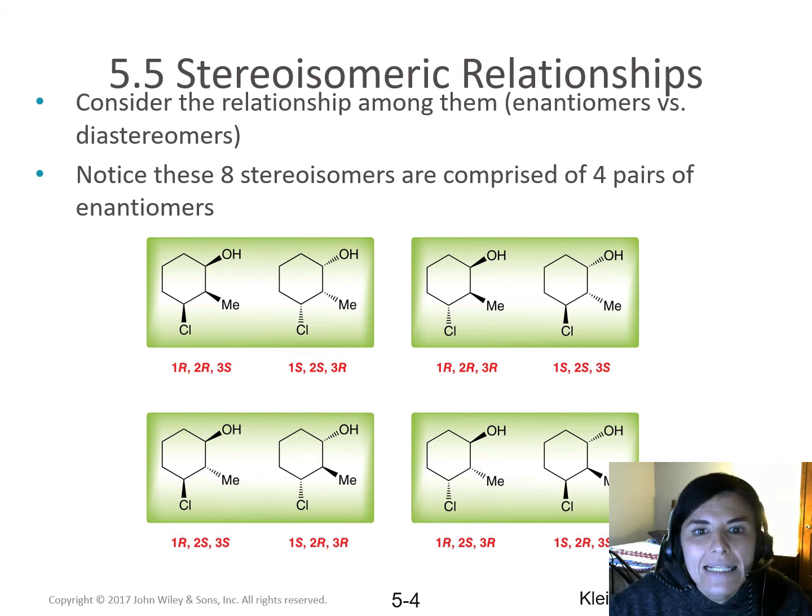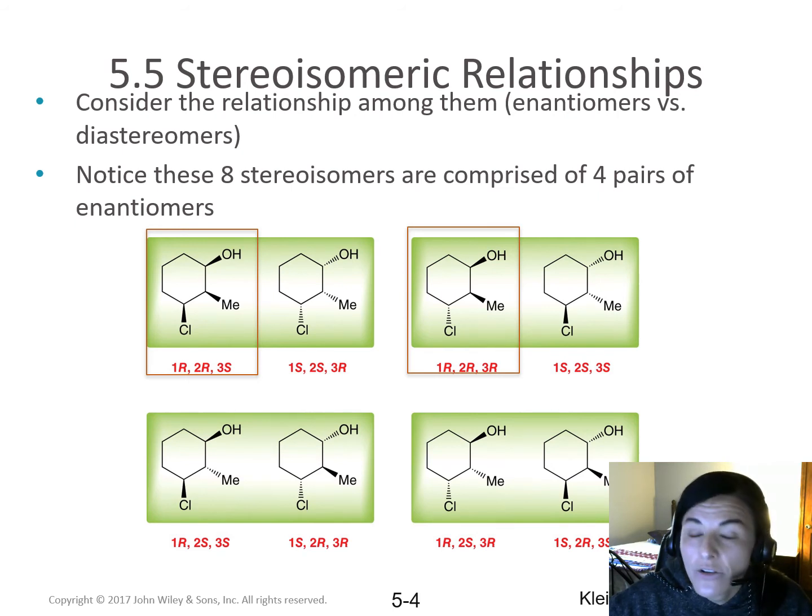But what is the situation where a molecule has the opposite configuration at one chiral center, but let's say the same at the other 2, such as these 2 molecules? These molecules would be considered diastereomers of each other. Okay, they're not enantiomers. They don't have the opposite configuration at every chiral center, but they do have the opposite configuration at one center.